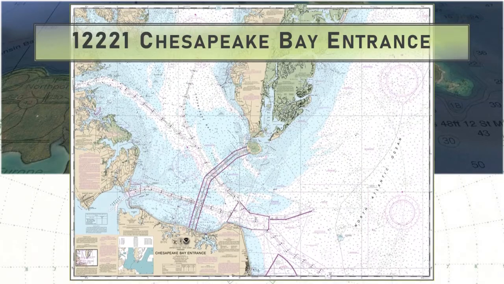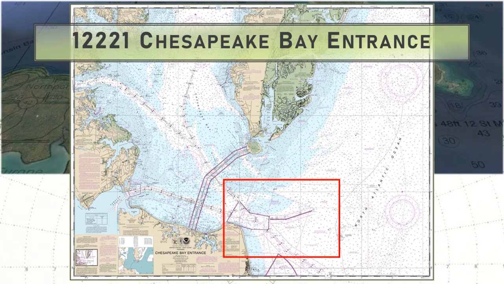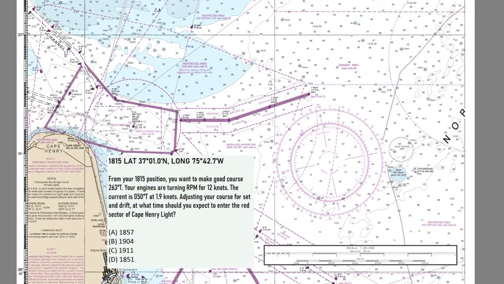We're going to check out a real problem from the actual charting exam. We're going to look at chart 12221, the Chesapeake Bay entrance. And the section we're going to be working with is going to be highlighted in this box here. From your 815 position, you want to make good course 263 true. Your engines are turning RPM for 12 knots. The current is 050 true at 1.9 knots. Adjusting your course for set and drift, at what time should you expect to enter the red sector of Cape Henry Light?